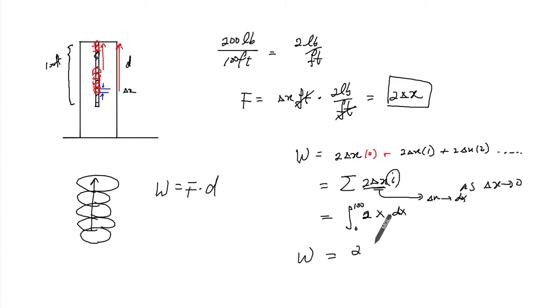So that's going to be 2x squared over 2, from 0 to 100. So the 2s cancel out, and we get 100 squared, which is 10,000 foot-pounds.